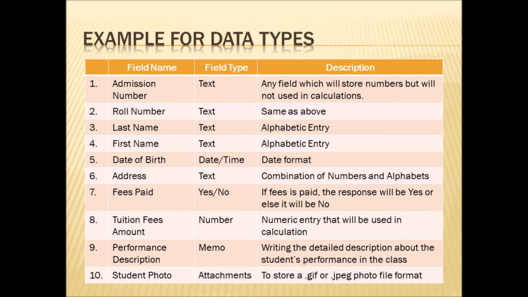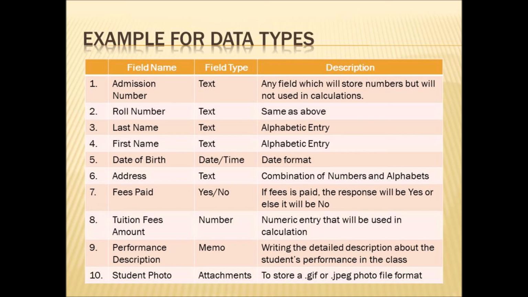Address is a combination of alphabets and numbers, so it can be assigned as text data type. For the field fees paid, it can contain only two values, either yes or no. If fees is paid, response will be yes, otherwise response will be no. So it can be assigned as yes or no data type. Tuition fees amount will contain only numbers which are used for calculation purposes, so it can be assigned as number data type. Next, performance description. Here we are going to write the detailed description about the student's performance in the class, so it is assigned as memo, which will store all the detailed information about the performance of a student.